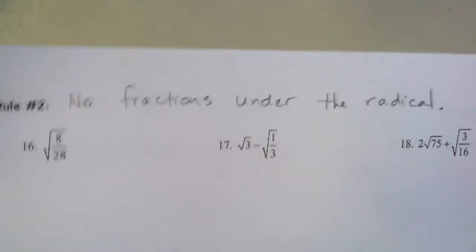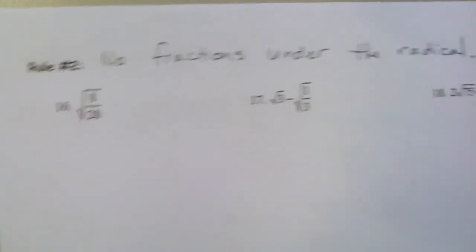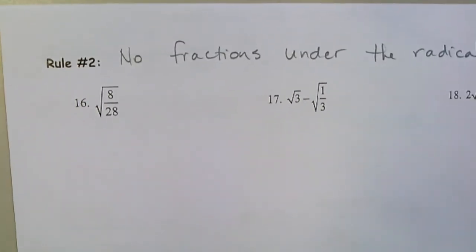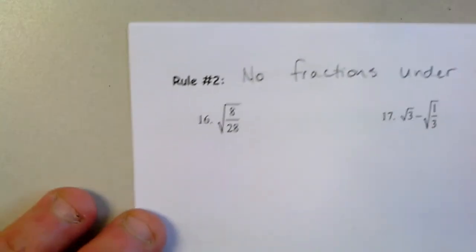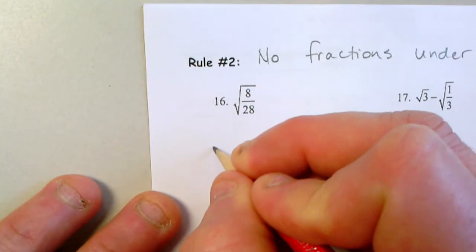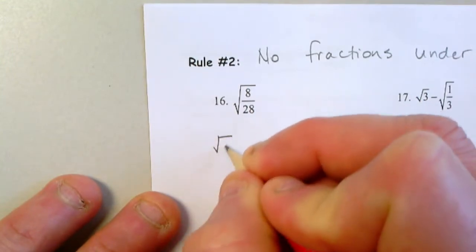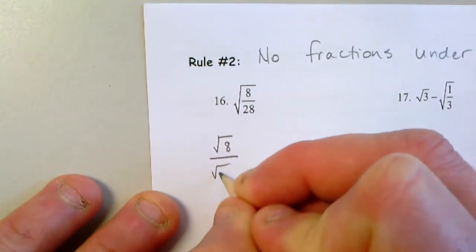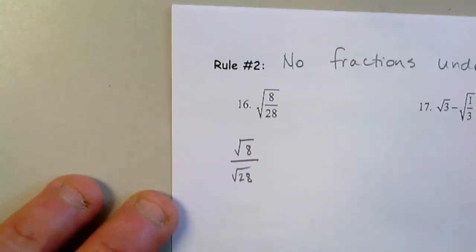All right, I've got one last rule to talk through, okay? The last one is no fractions underneath the radical. So how do I make it so that I have no fractions underneath the radical? Well, the first thing I'm going to do is this. I'm going to rewrite this. I'm going to break apart the radicals. So the square root of 8 over the square root of 28, okay?